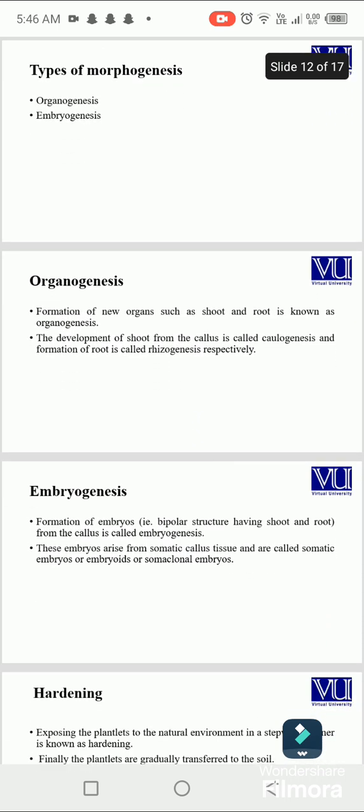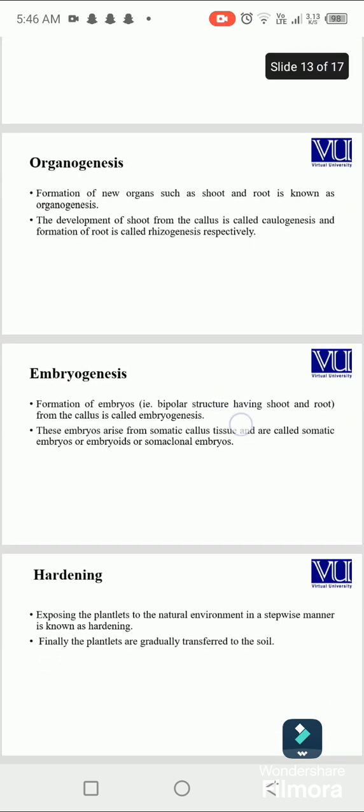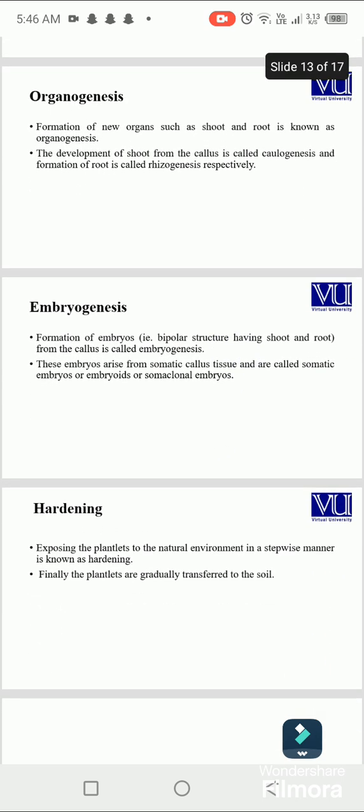Organogenesis, the formation of new organs such as shoot and root, is known as organogenesis. The development of shoot from the callus is called caulogenesis, and formation of root is called rhizogenesis respectively. Embryogenesis: the formation of embryos, bipolar structures having shoot and root, from the callus is called embryogenesis. These embryos arise from somatic callus tissue and are called somatic embryos, embryoids, or somaclonal embryos.